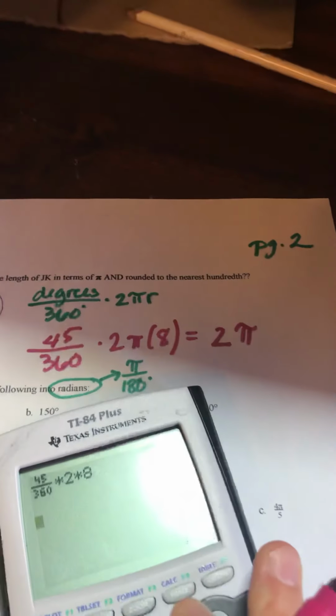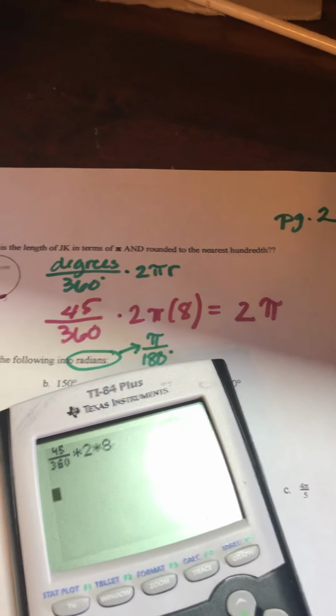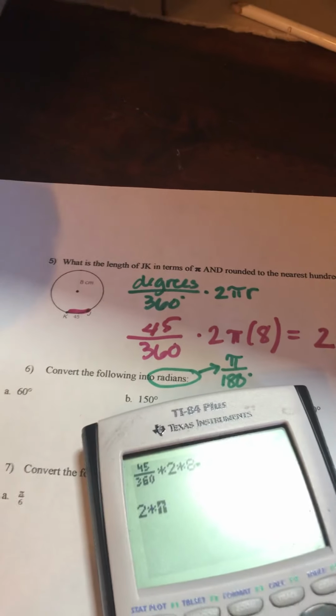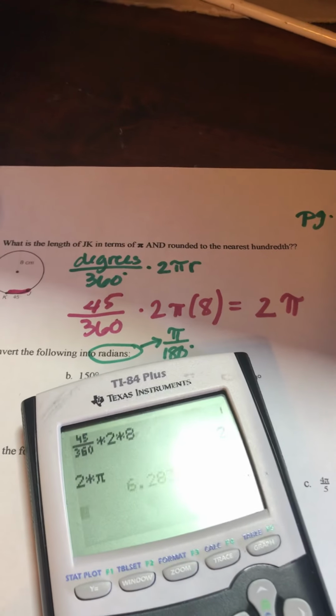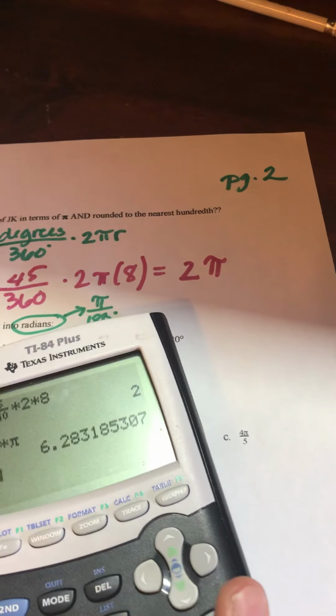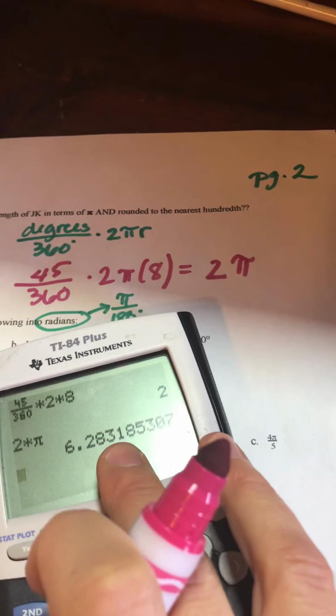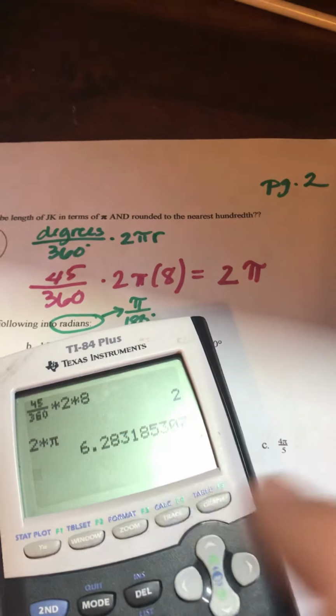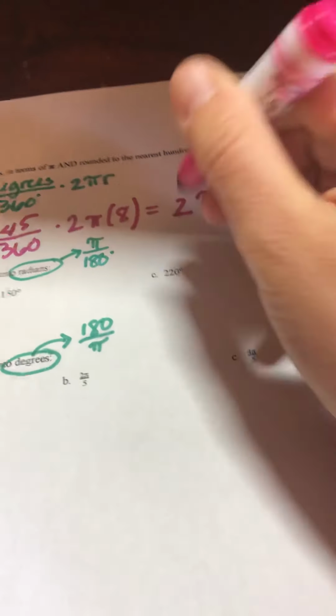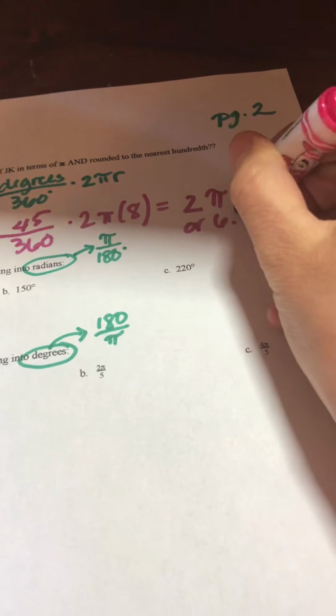But if we wanted to do 2 times pi, we would just put that in our calculator. 6.28. And again, I'm going to look behind. The 3 is not going to round that 8 up. It's just going to keep it good old 8. So our other answer would be 6.28.